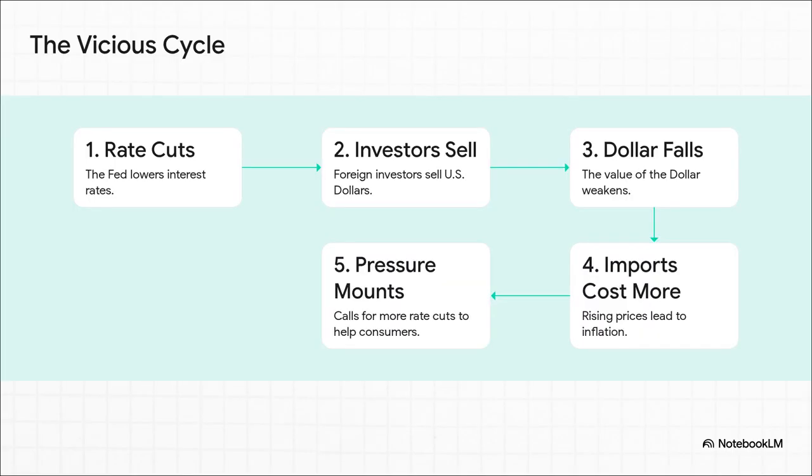And this, he argues, creates what he calls a vicious cycle. It all starts with the rate cuts. Then, as the dollar weakens, everything we import, I'm talking from gas to groceries, it all gets more expensive. This inflation then puts even more pressure on the Fed to cut rates again to try and ease the burden on consumers. And in his view, the cycle just repeats itself.